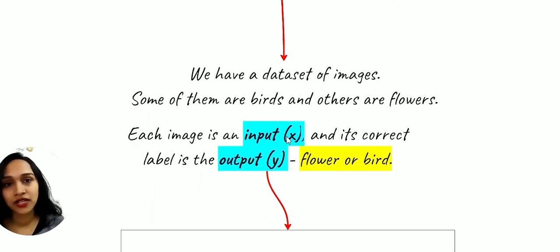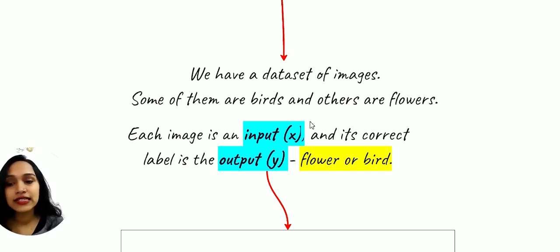So how is this possible? How can we tell our computer to learn like this? So we had a data set of images. Some of them were birds and some of them were flowers. Each image is an input and it has its corresponding label or the output. So these labels are correct labels.